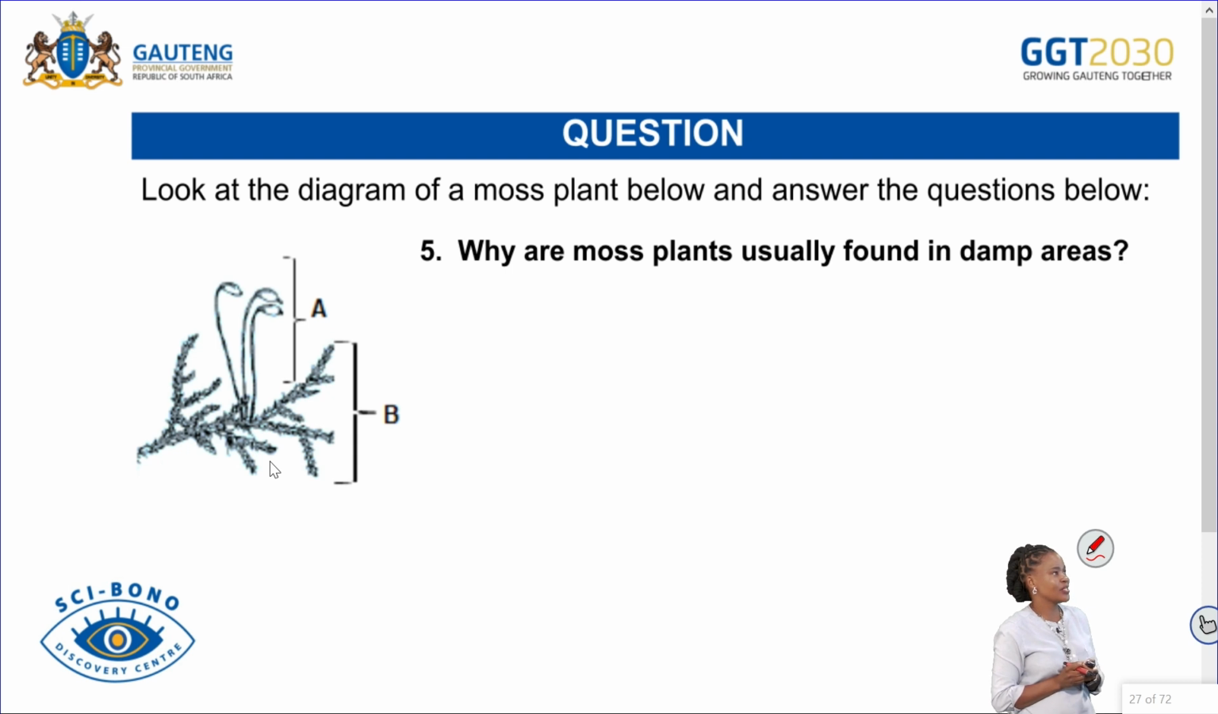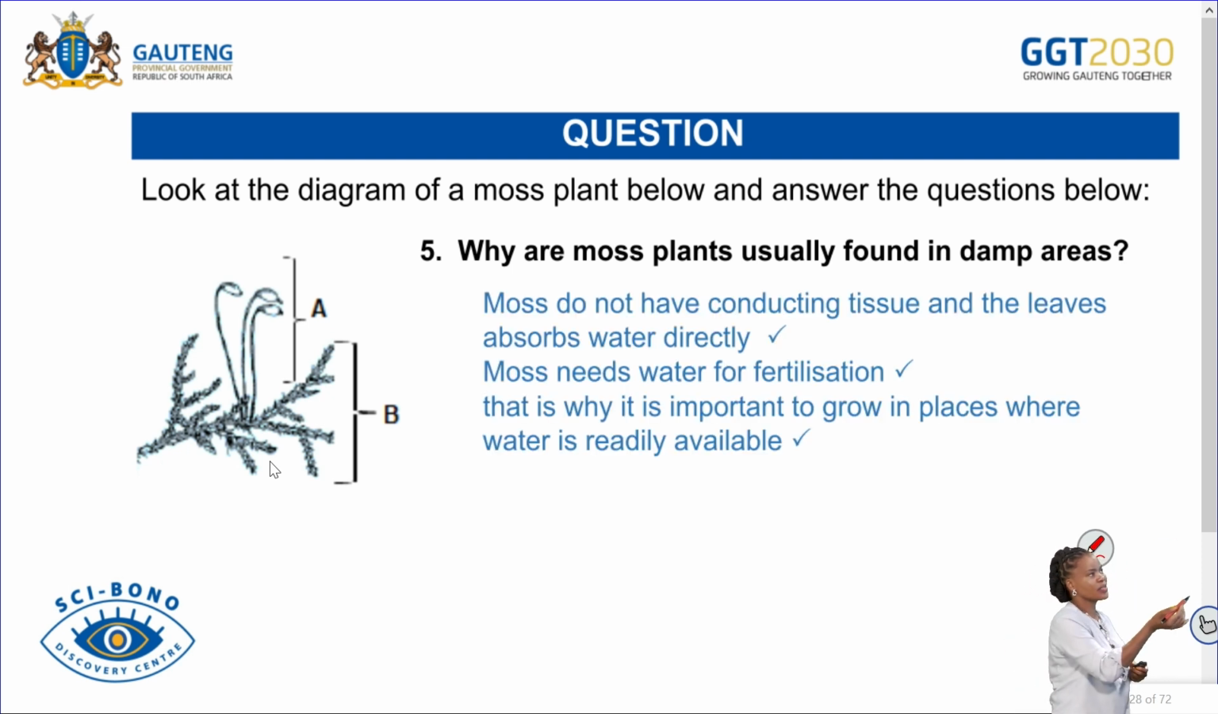Now, question number 5. Why are moss plants usually found in damp areas? Why can't we find moss plants on very dry land? It is because moss do not have conducting tissues. Remember, the conducting tissues are the xylem and phloem, so they don't have those tissues. And then the leaves must absorb water directly. So that's why they should be in damp areas.